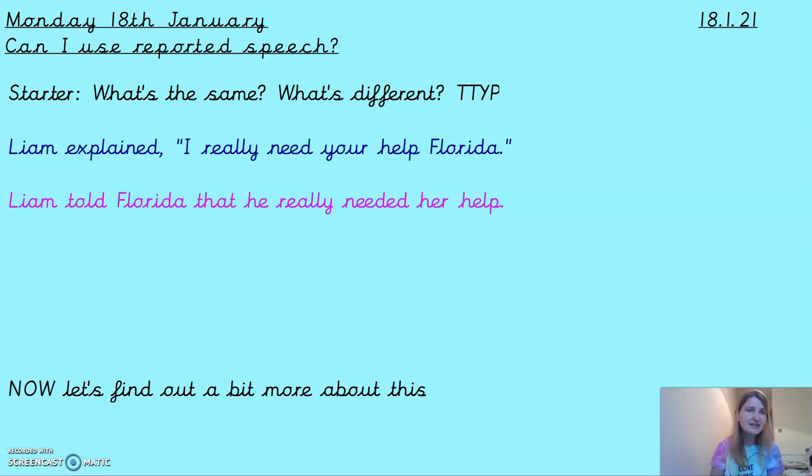Today, our English lesson is going to focus on using reported speech, which is a new skill for you in Year 5. Okay, now if you remember last week, we were looking quite closely at direct speech, recapping the features that we would need and applying that in our writing. Today, we're going to be looking for differences between that direct speech and reported speech.